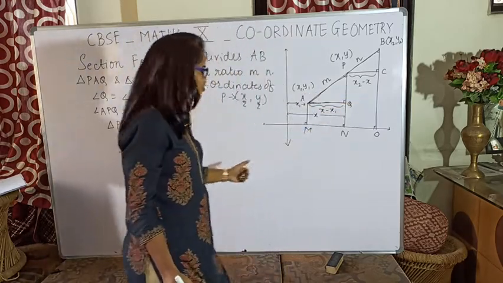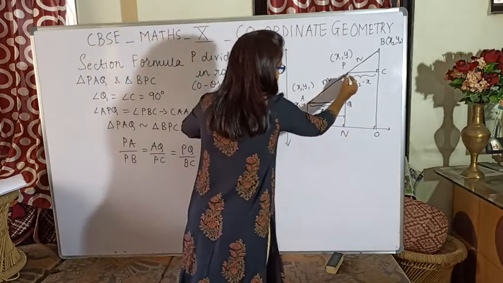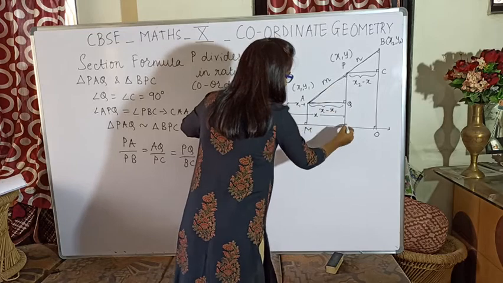So we have got the value of AQ, and we have also got the value of PC. Now we have to find the value of PQ. Again, PQ means this much length. What is this complete length?